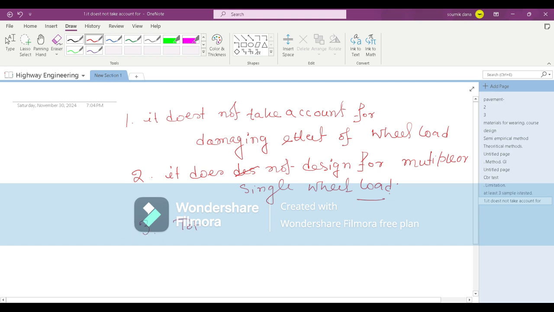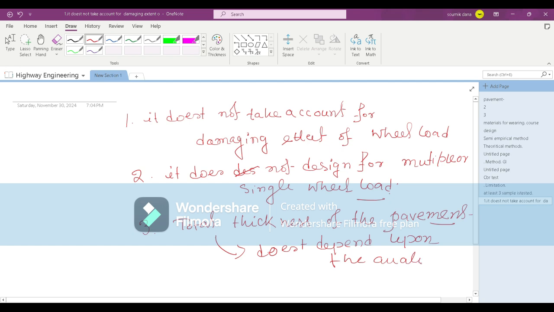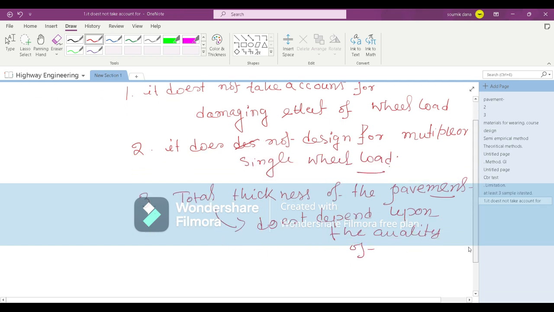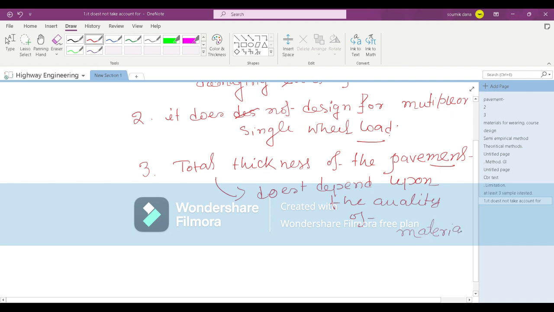Thirdly, it gives the total thickness of the pavement, irrespective of the quality of material. So it does not depend upon the quality of material.